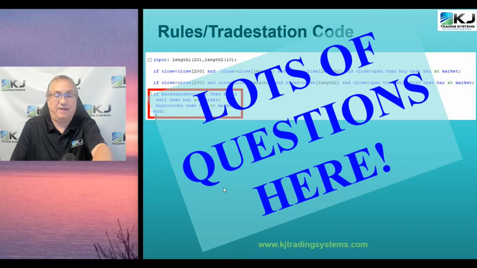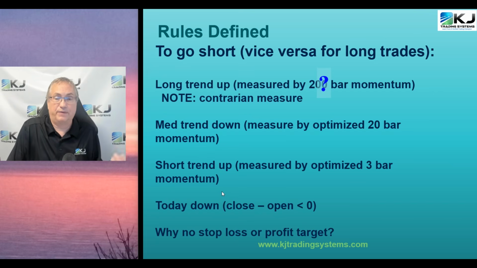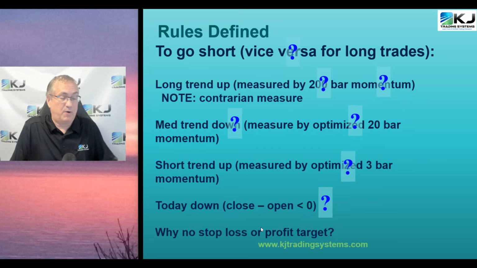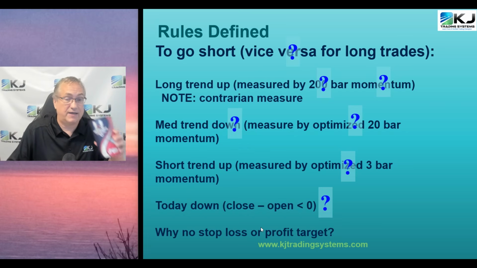Now, you probably have lots of questions of how I came up with all this. How did I come up with the long-term trend? How did I decide to use momentum? The medium-term trend? There's all kinds of questions here. Why didn't I use a stop loss or profit target? On this strategy I didn't. Other strategies I do.